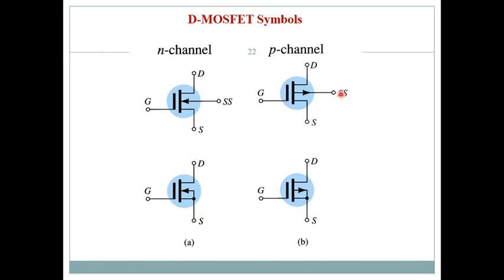Drain is the output side, sort of. Source is the input side, sort of. Now this is the input side for the charge carriers, right? Majority charge carriers, right? And in the P channel, the arrow is outward because channel is P, substrate is N. So the forward current would be from the channel to the substrate.